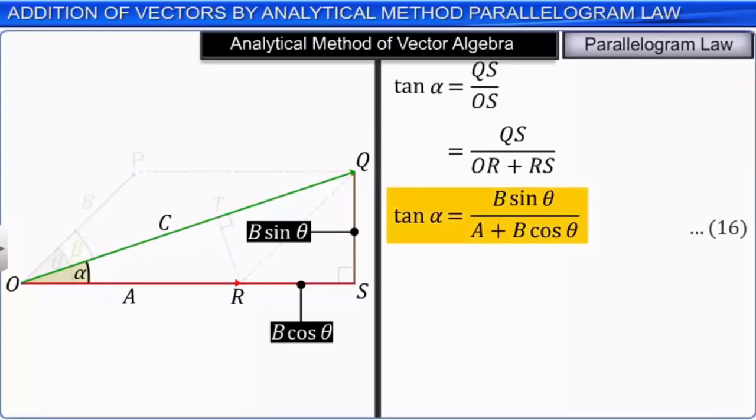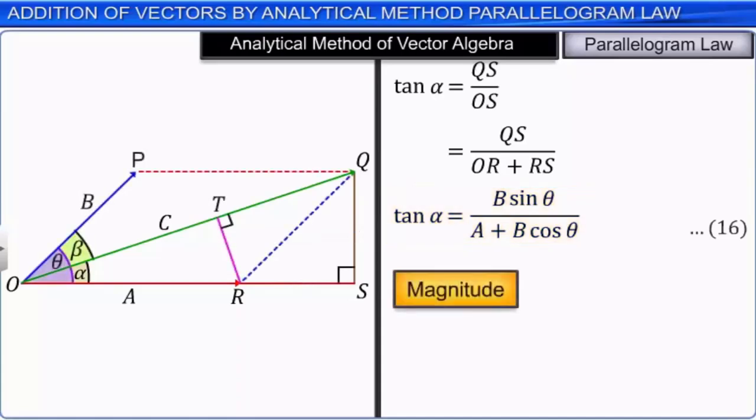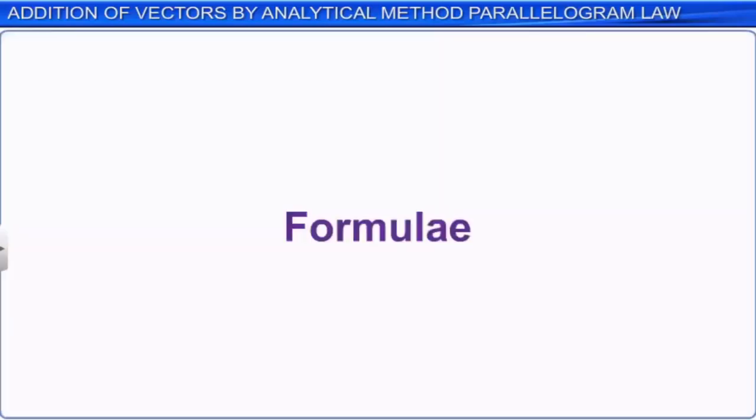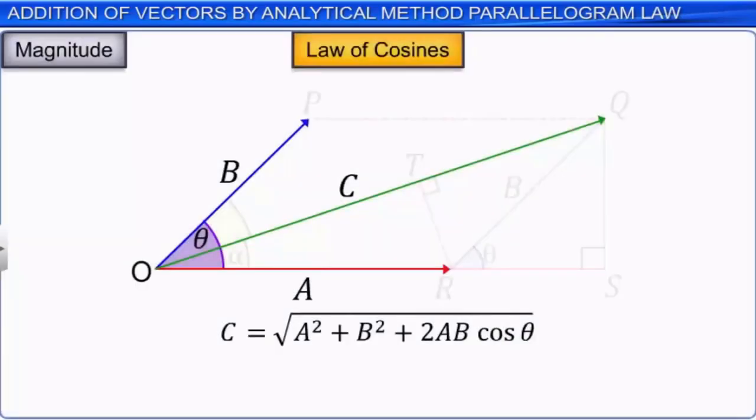C is equal to square root of A square plus B square plus 2AB cos theta. This equation is known as the law of cosines. Using this, we can find the magnitude of the resultant vector. A by sin beta is equal to B by sin alpha is equal to C by sin gamma. This equation is known as the law of sines. Sin alpha is equal to B by C into sin theta. From this equation, we can find the direction of the resultant vector C.